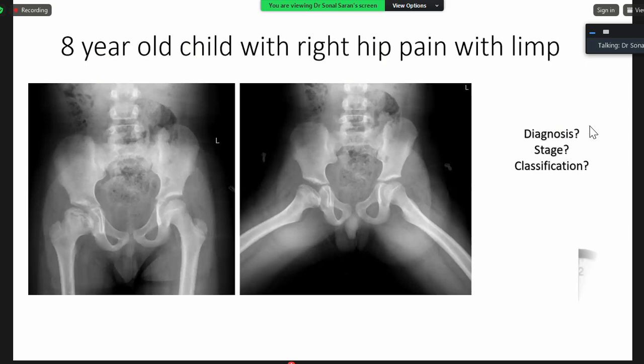Next case, an 8-year-old child with right hip pain and limp. What is the diagnosis? What is the stage? And what are the classifications?